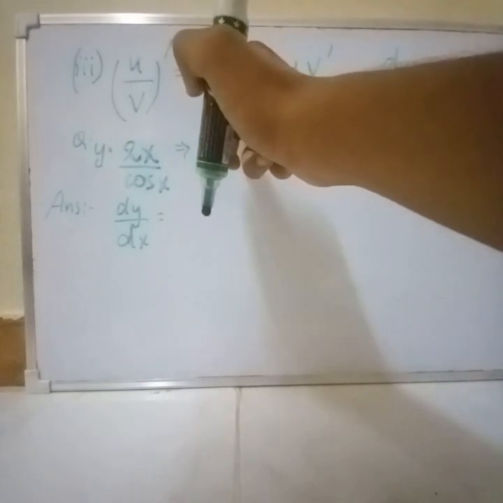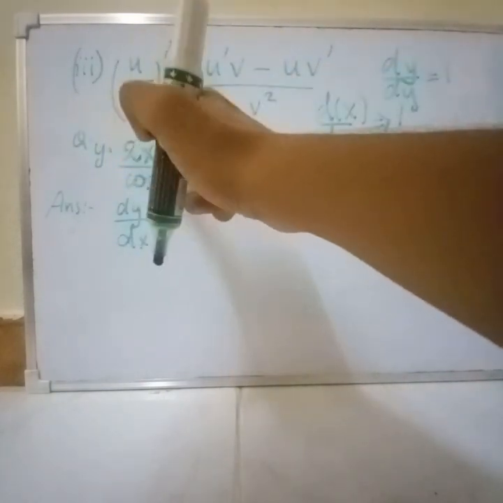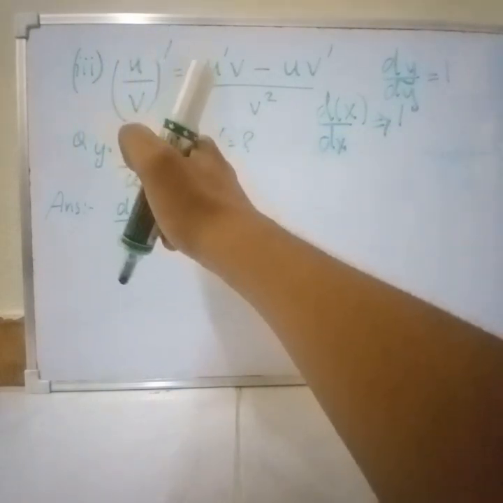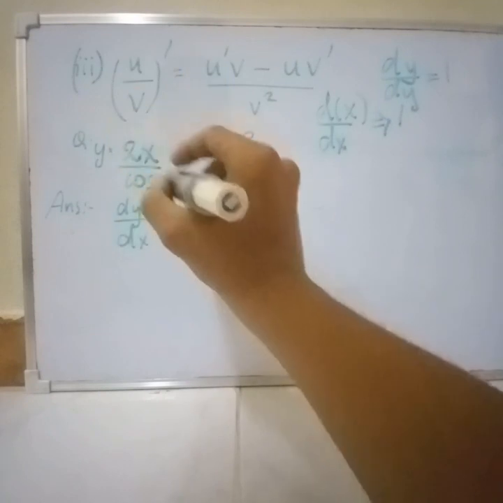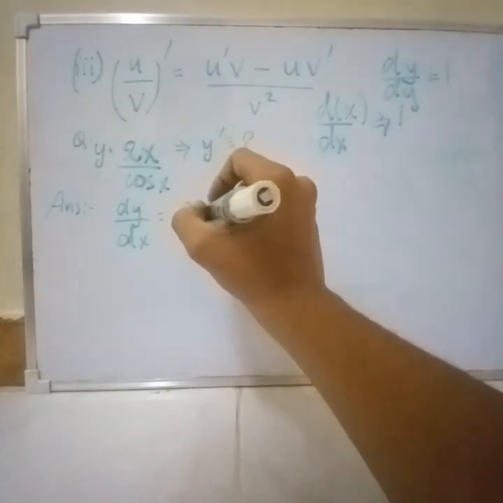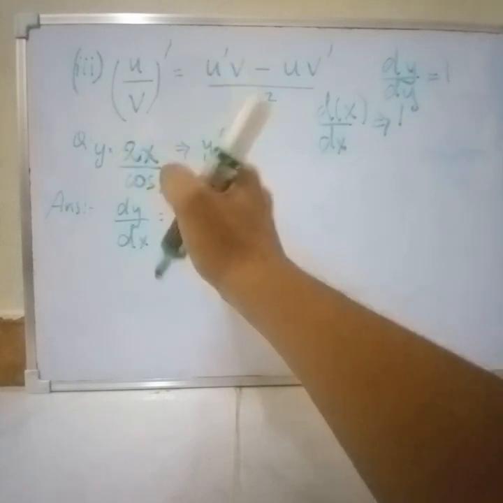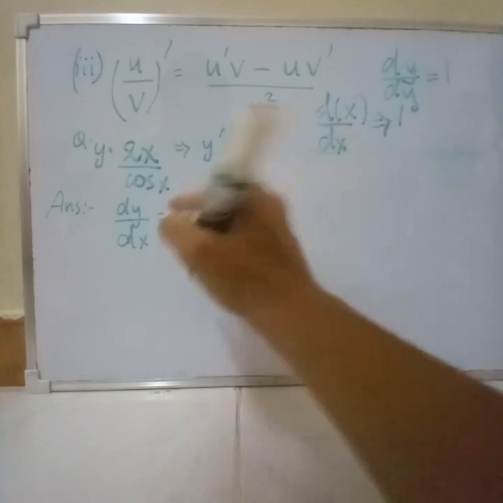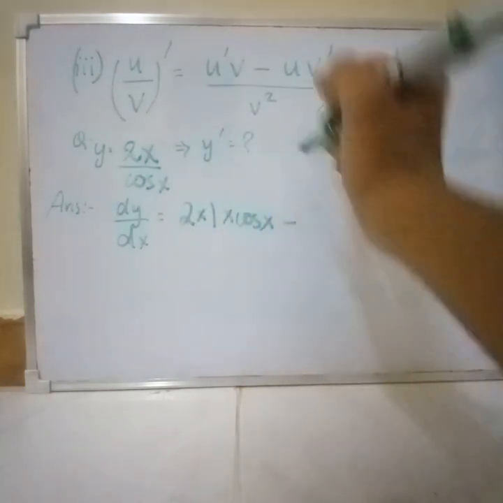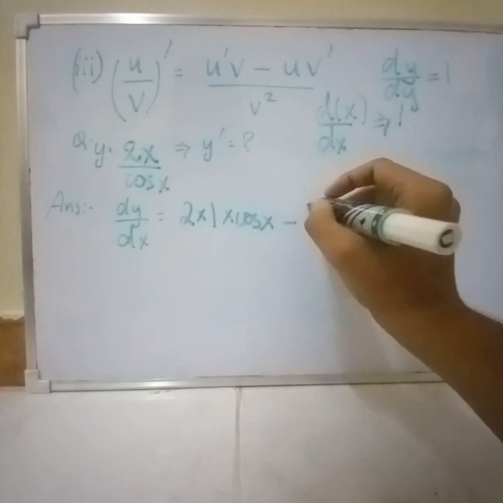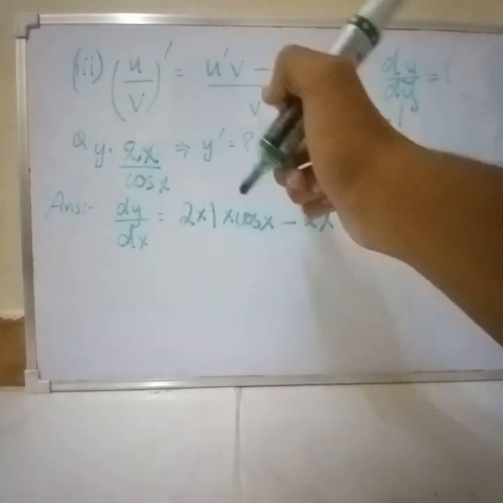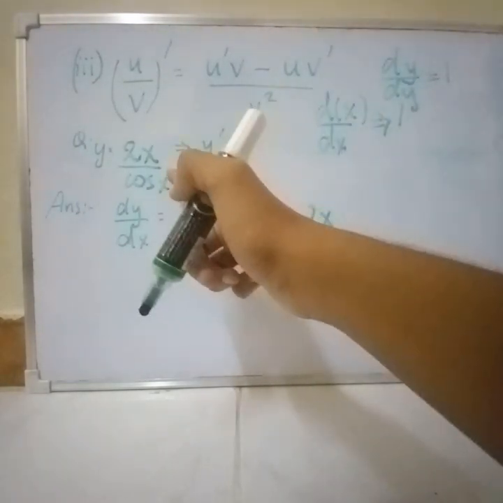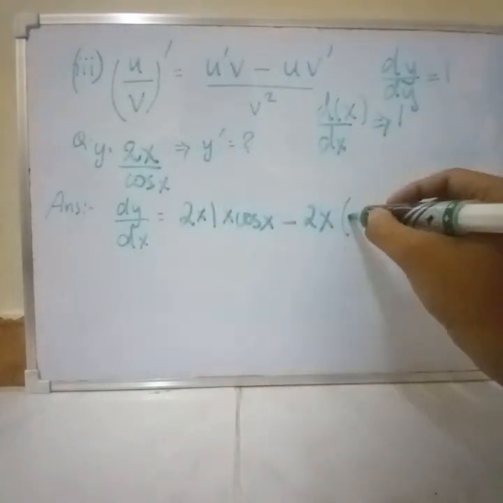So the derivative of 2x we have to find here. So 2, no need to take the derivative as it is a constant coming along with x. So what is the derivative of x? It will be equal to 1, and this is multiplied with the denominator, which is cos x. So 2 into 1 into cos x minus, and our numerator will remain the same, 2x, and v dash, our denominator derivative, we have to take. What is the derivative of cos x? It is minus sin x.